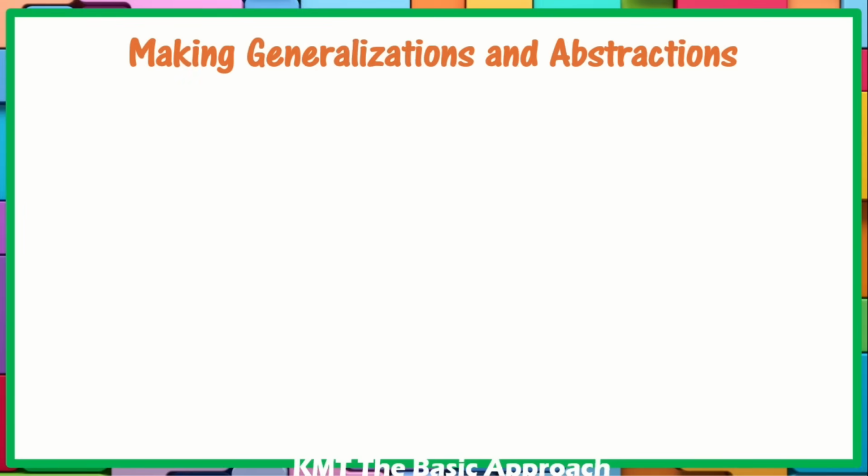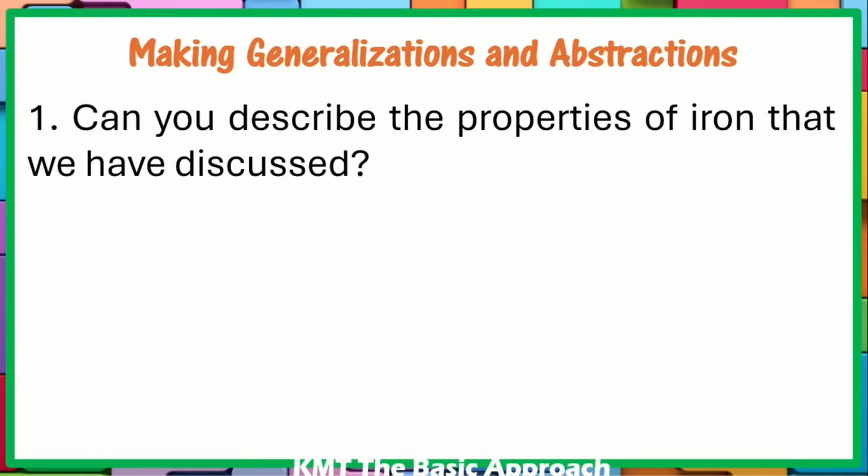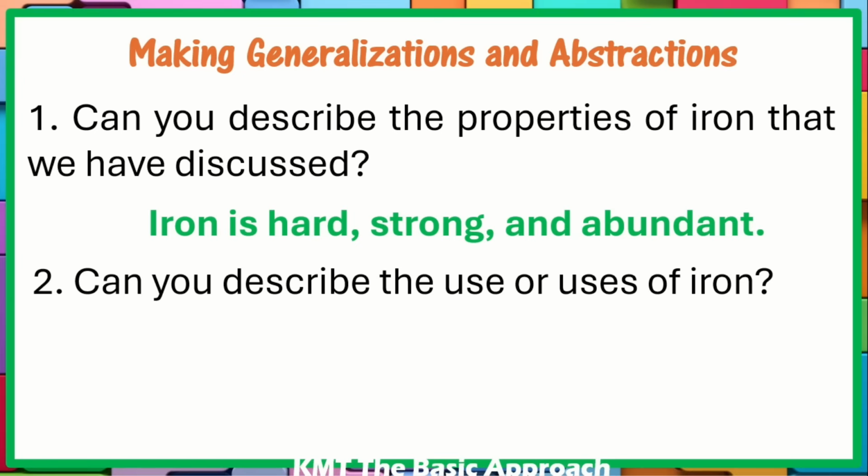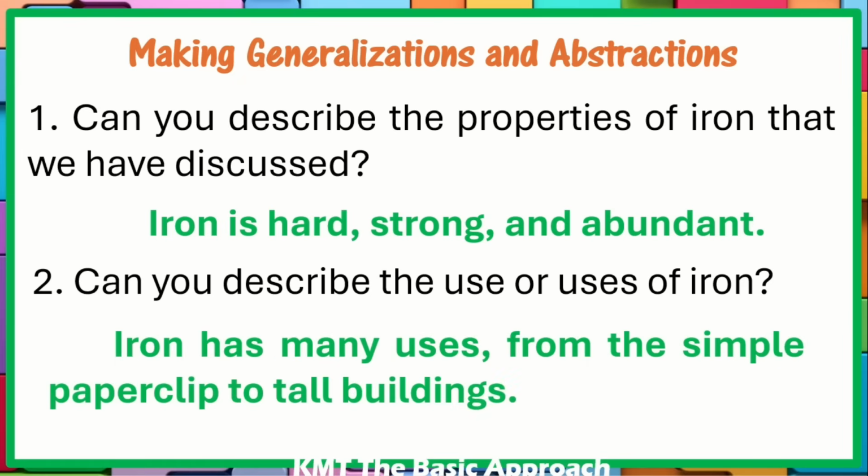Making generalizations and abstractions. Number 1. Can you describe the properties of iron that we have discussed? Great! Iron is hard, strong, and abundant. Number 2. Can you describe the use or uses of iron? Correct! Iron has many uses, from the simple paper clip to tall buildings.